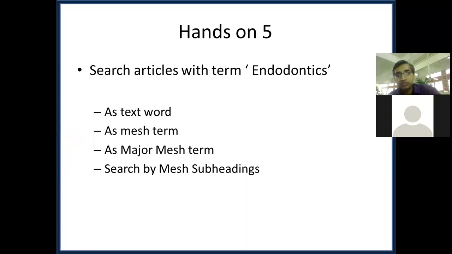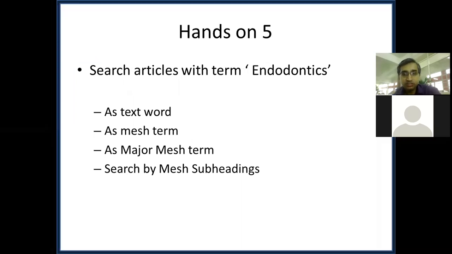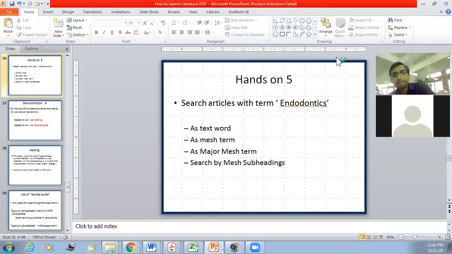We will search for the term endodontics, a very general topic. We will search for this term with a text word search. Then we will refine it. We will do a MeSH search. Then we will refine it, do a MeSH major search, and then a MeSH subheading search. And I will show you how results can come up with each of these. You can watch carefully how I do it.